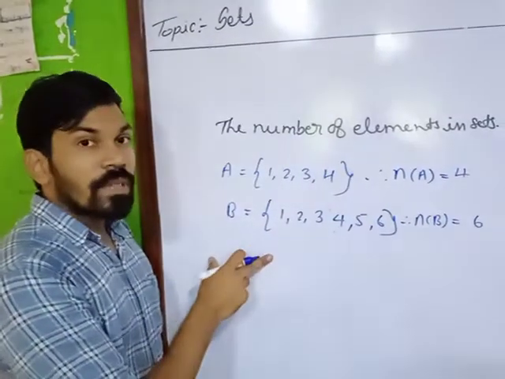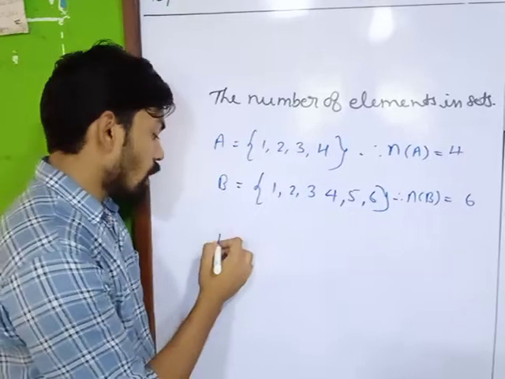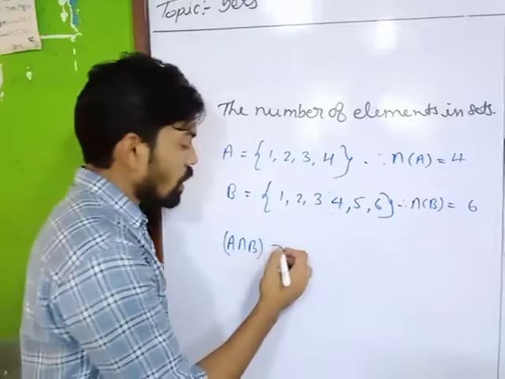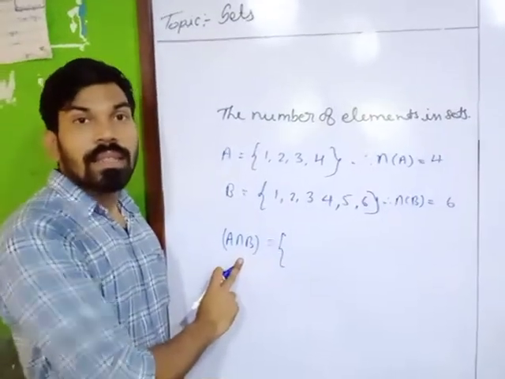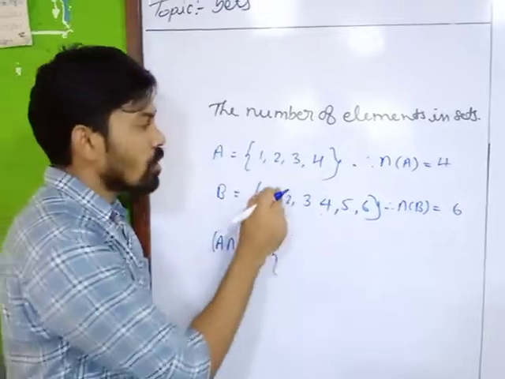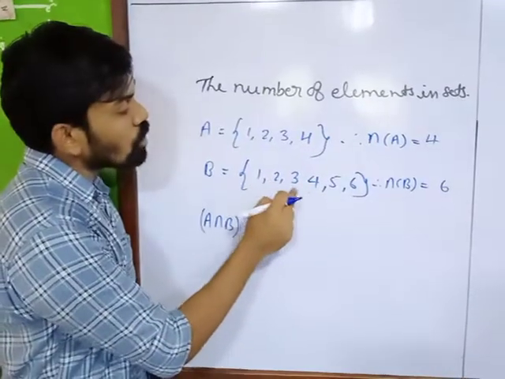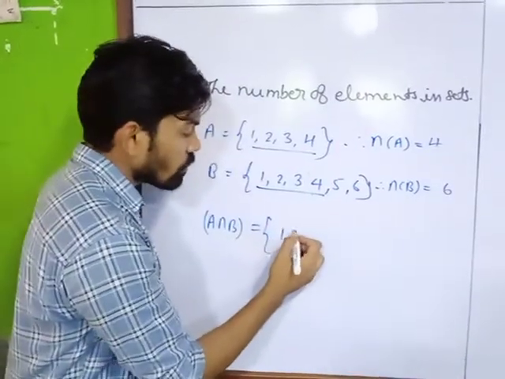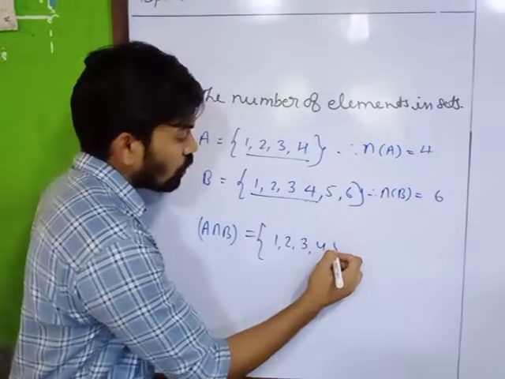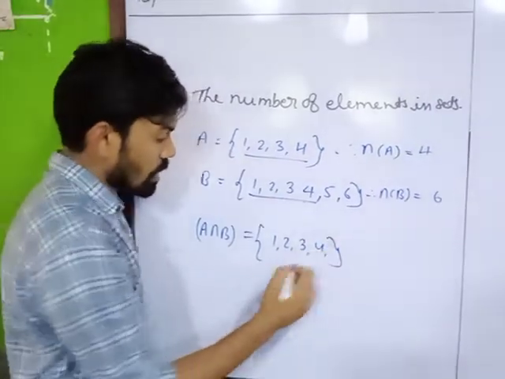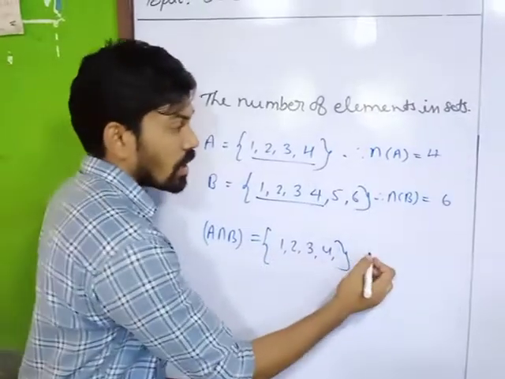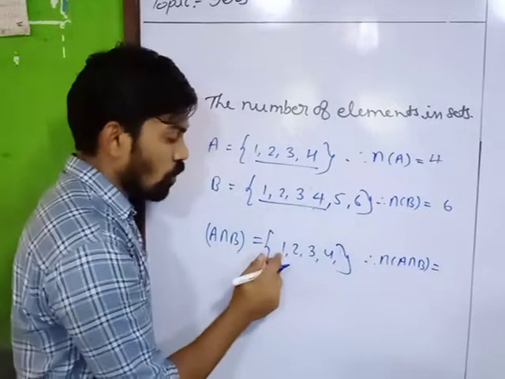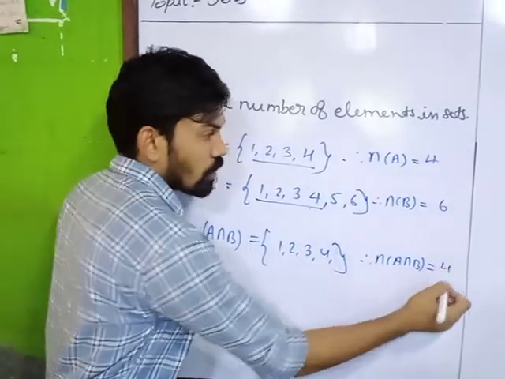Now after that we learn A intersection B. What is that? Intersection means the things that are common between these two sets. So what is common? 1, 2, 3, 4. All 4 are common between these two sets. So that is A intersection B, {1, 2, 3, 4}. Therefore, n(A intersection B) is equal to 4. We should write it over here.